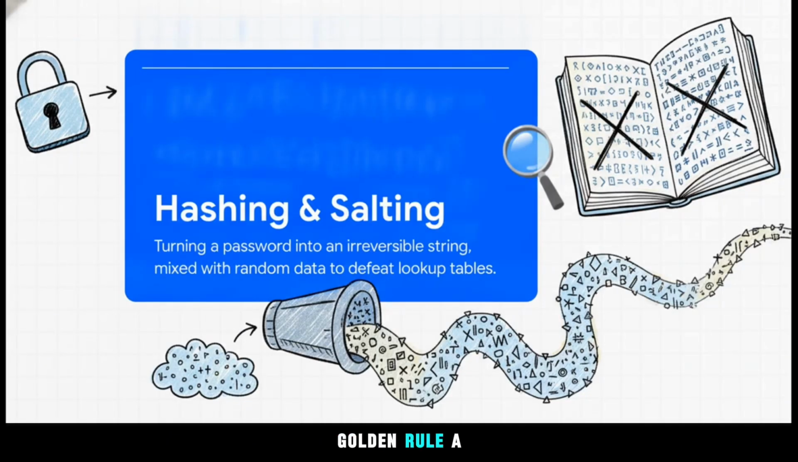Now, here's a golden rule. A website should literally never know your actual password. Instead, they run it through a hash function. Think of this as a one-way mathematical meat grinder that turns your password into a fixed, irreversible string of characters. And to prevent hackers from just using massive pre-computed cheat sheets to reverse those hashes, we add something called a salt. This is just a bunch of random data mixed in before the hash, which ensures that even if two users have the exact same password, they will look completely different in the database.